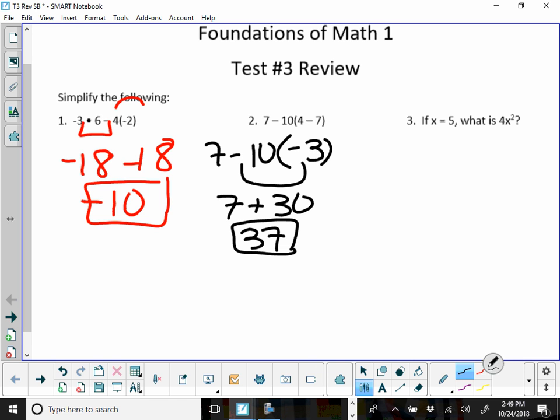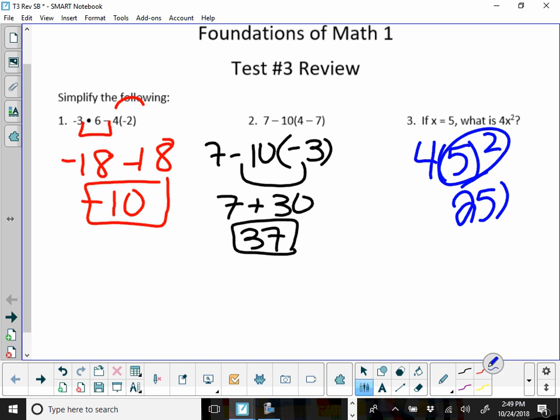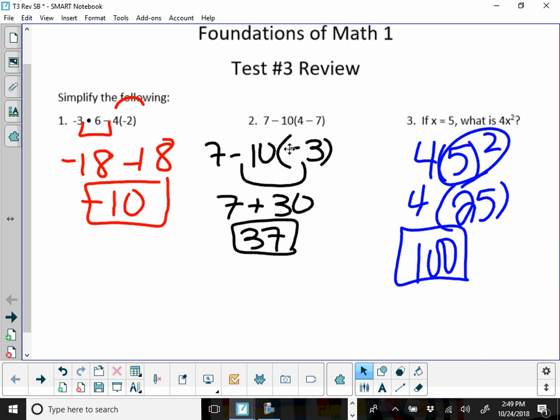And then number 3, x is 5. Okay, so we're going to plug in 5. Now, a lot of y'all are still messing up here. You got to square first, which is going to make that 25. And 25 times 4 is going to be 100.